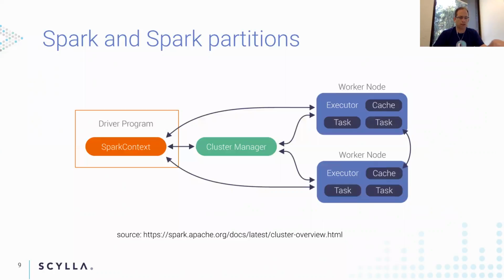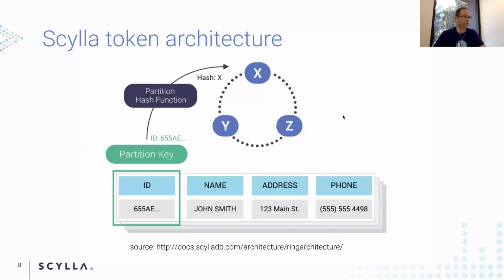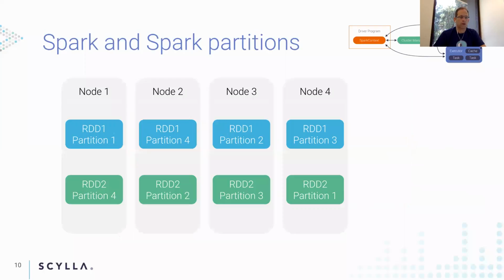Let's look now at how data is stored in the executors themselves and how that impacts the connection between Scylla and Spark. Each node's memory stores multiple RDDs. Think about it as having multiple tasks that run on every one of those nodes, and those RDDs are partitioned evenly across the different nodes. And partitions in an RDD contain a block of data.